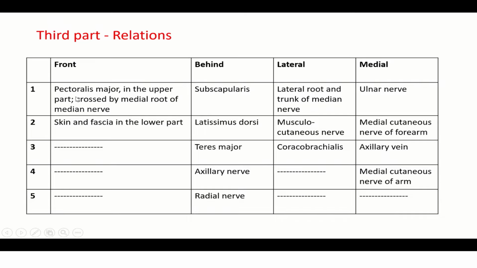So third part, pectoralis major. Again, pectoralis minor is gone because pectoralis minor lies only in front of the second part. So now it is pectoralis major in the upper part, crossed by the medial root of median nerve. I'll show you in the diagram. Then skin and fascia in the lower part.